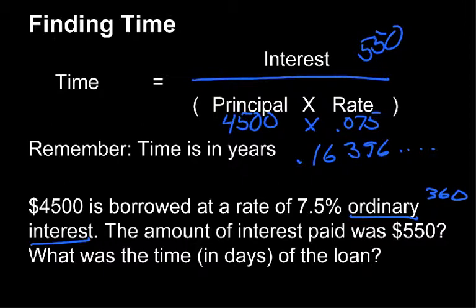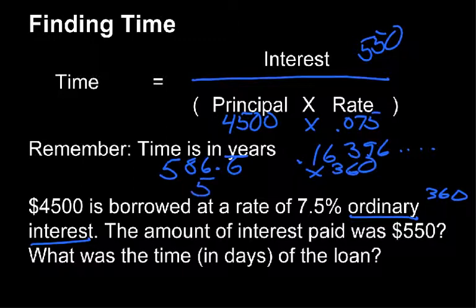And if I do those calculations, I get 0.16396, and on and on, which is not necessarily what I want. But as long as that number's in my calculator, I'm going to multiply that by the 360 days, and I end up with another number I don't necessarily want the decimal to, but it's 586.6 repeating. Now we can't have 0.6 of a day. They're not going to be that accurate, but they will round up and say that this is 587 days is the length of the loan. Oops, not money, days. And there you go. That's finding time.